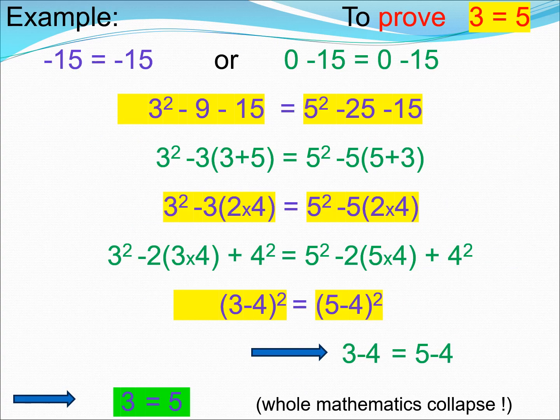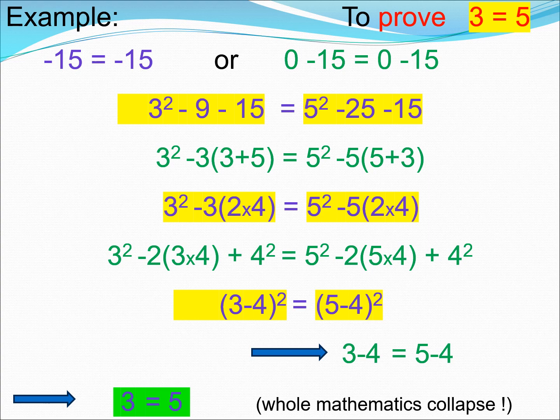Same thing in arithmetic. As an example, we have to prove 3 is equal to 5. We can start with minus 15 is equal to minus 15. And then use 0 and the null expression 3 square minus 9 on the left side and 5 square minus 25 on the right side. Then after completing the square with the addition of 4 square, we get 3 minus 4 square is equal to 5 minus 4 square. And if we could cancel this square, then we get 3 minus 4 is equal to 5 minus 4. Cancelling 4, we get 3 is equal to 5.